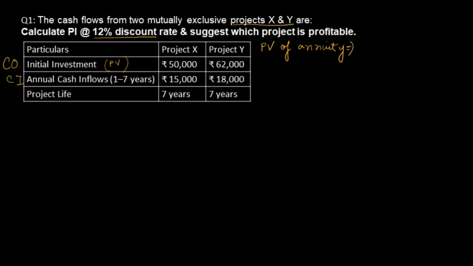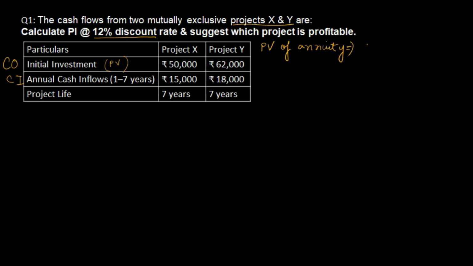Here cash inflows are the same, so if we use the formula 1 by (1 plus r) to the power n, that will be lengthy. For each year we have to find the present values and add all the values. So it is better, if it is similar in each year, to use this formula.